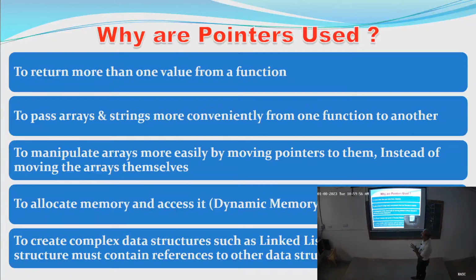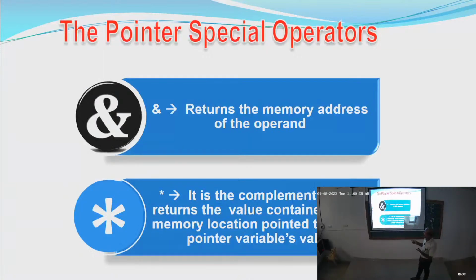And why are we using pointers? To return more than one value from functions. More than one return statement is not allowed, so if we need to return more than one value, we use a pointer. We can also easily pass arrays and strings from one function to another function, manipulate arrays easily, and allocate memory at runtime. That is, dynamic allocation is done easily by using pointers. Complex data structures such as linked lists can also be created easily by using pointers.